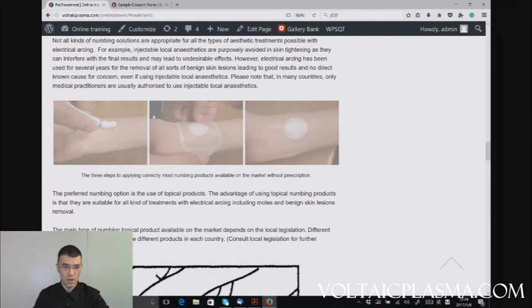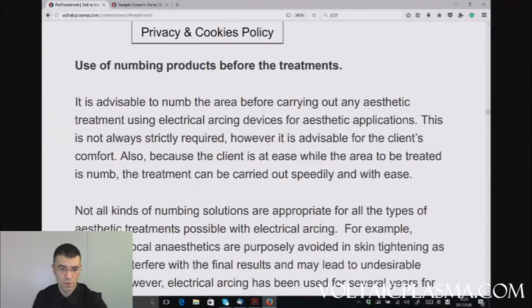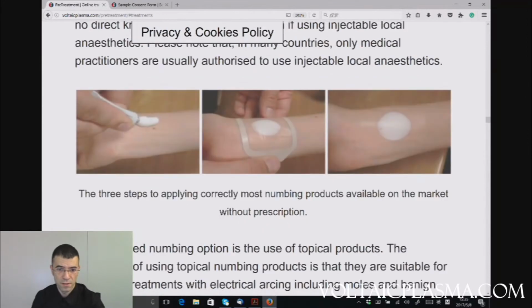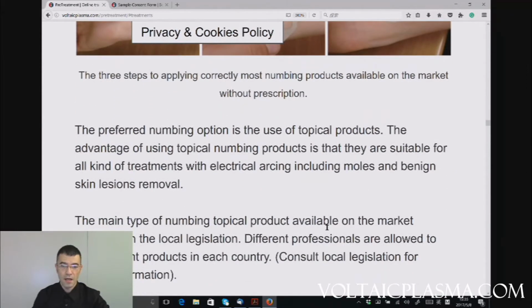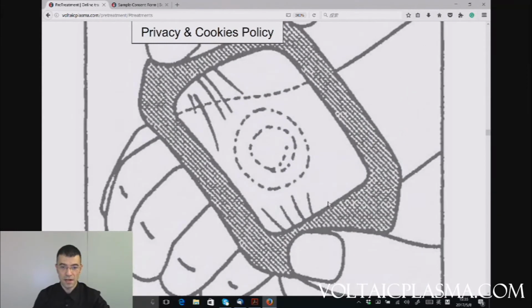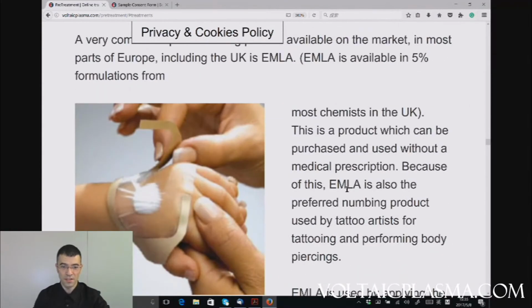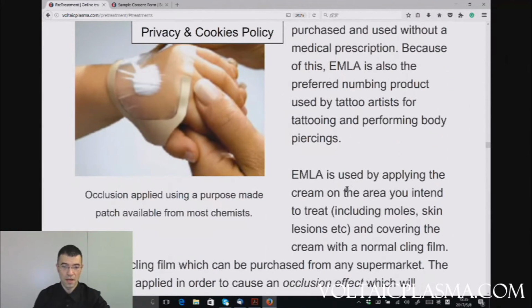So what you normally do, you apply the numbing product. Say for example, this picture gives you an idea, so I'm going to try and magnify it as much as possible. There we are. So you apply the numbing product, and then you apply occlusion for a certain amount of time. Normally, given the concentration of the active ingredients, it is 45 minutes. You leave it there for 45 minutes, and then you take off that occlusion. And at that point, the area should be numb. That's another picture showing the occlusion. So it's a standard practice, and is used in several applications.